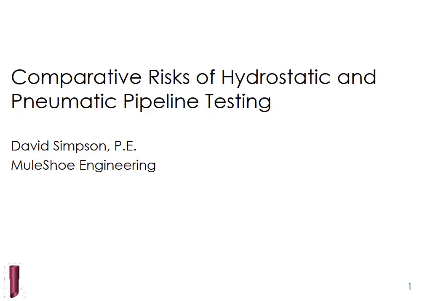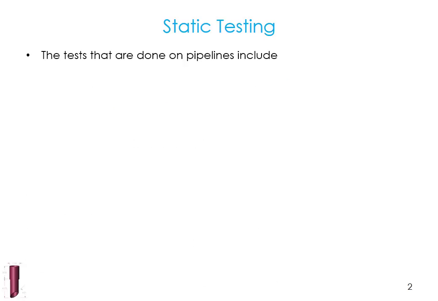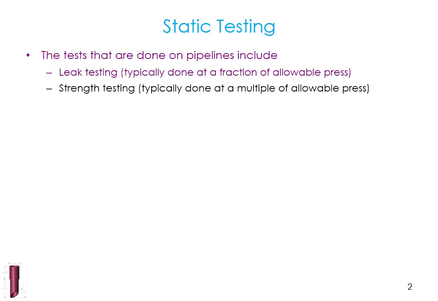Today I'm going to talk about the comparative risks of hydrostatic and pneumatic pipeline testing. When we talk about the tests that are done on pipelines, they will include leak testing, which is typically done at pretty low pressures, a fraction of allowable pressure, and strength testing, which is typically done at a multiple of allowable pressure.